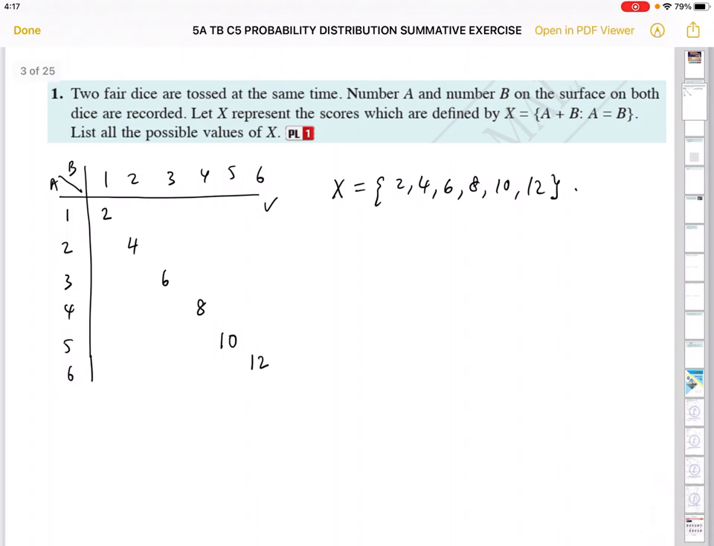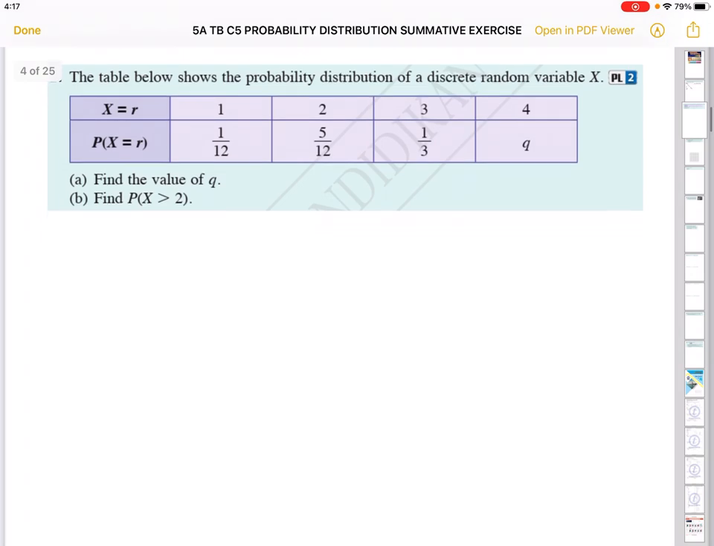All right, let's go straight to question number 2. Here we have a table that shows the probability distribution of a discrete random variable. The first part, find the value of Q. Now we know that for a probability distribution, the sum here must always be 1.